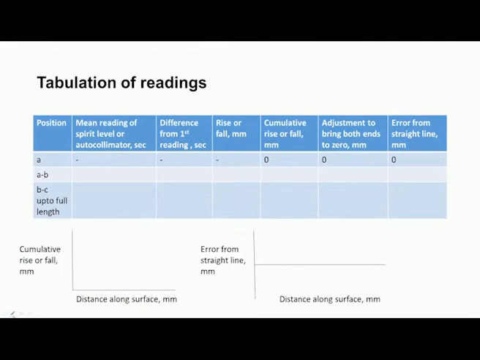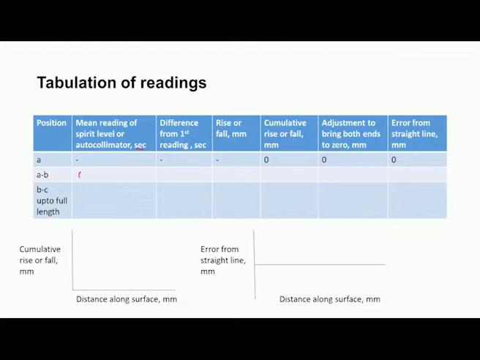Now, all the readings are tabulated as shown here. The first column shows the position of reflector. So, starting point is A, and then we have position A, B, B, C up to full length where we have to take the readings. Mean reading of spirit level, this is applicable both for spirit level as well as for autocollimator. Mean readings in the forward direction we are taking, and also in the reverse direction we are taking the readings, and then we have to find the mean values, and those mean values in terms of seconds we have to record here. And then the difference from the first reading, that we have to take here.